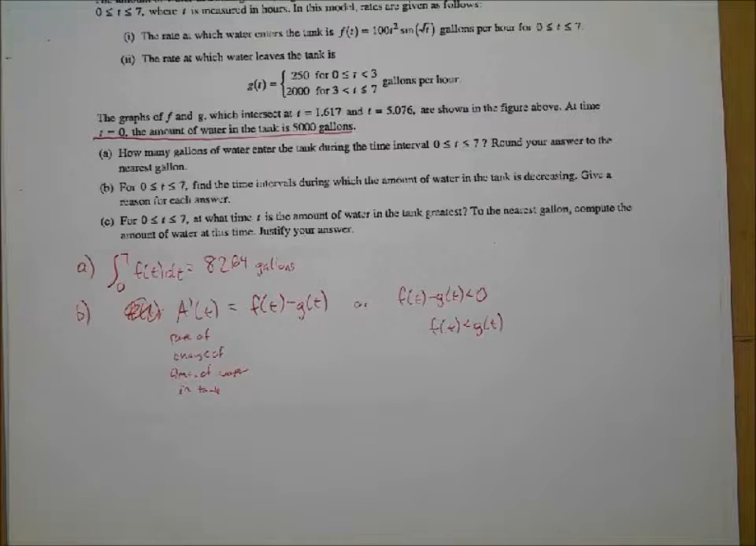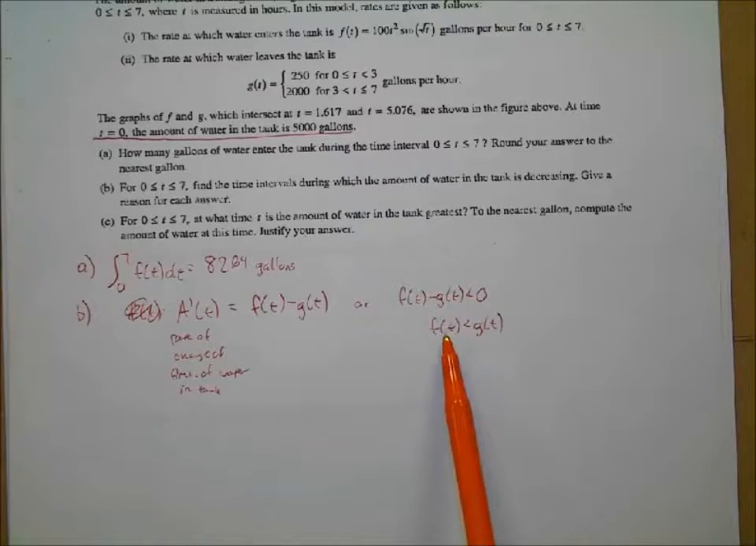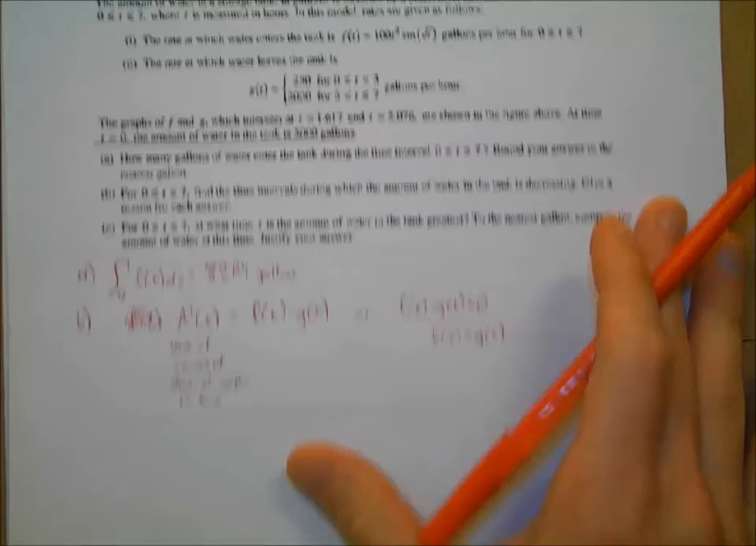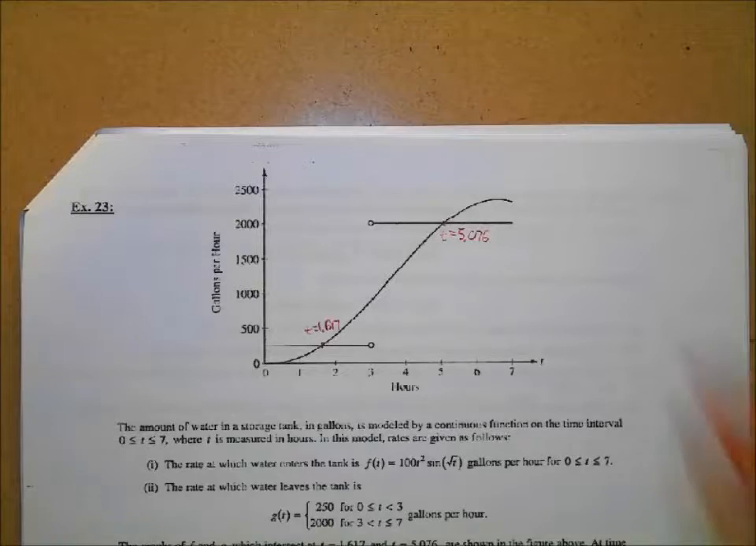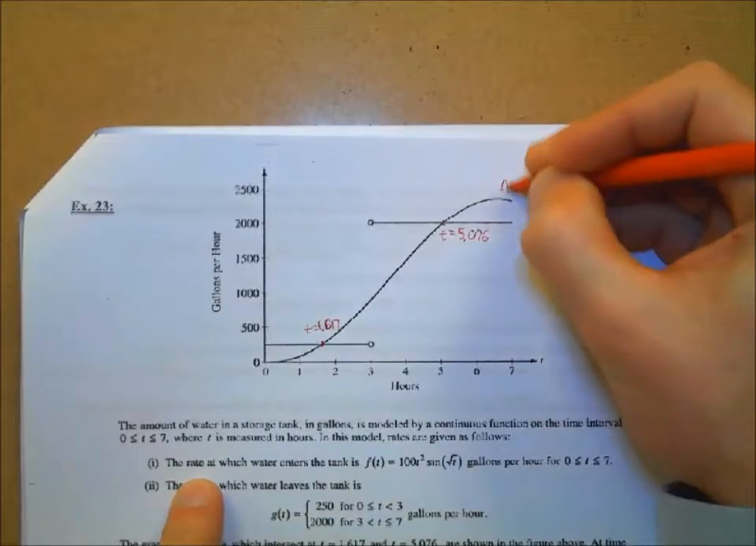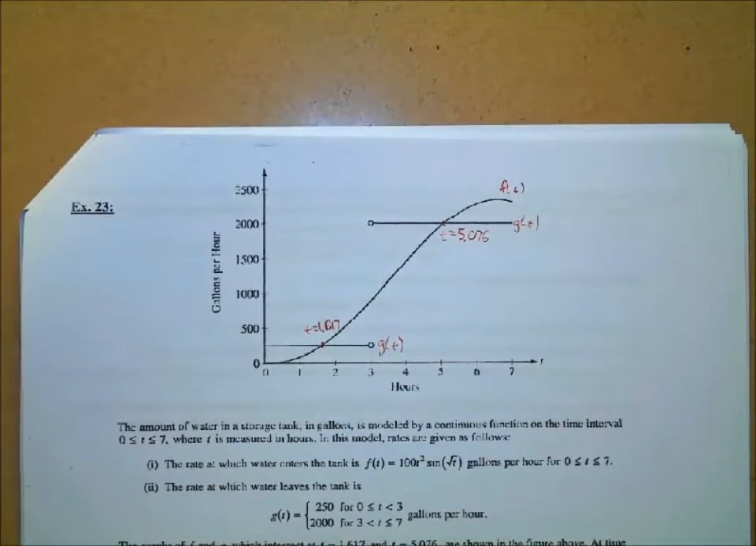Now, how are we going to determine when f of t minus g of t is less than 0? Or how can we see when f of t is less than g of t? What can we look at? We've got a graph right there, don't we? Isn't this f of t right here, and this is g of t. We could graph it on our graphing calculators if we wanted to, but they provide the graph for us. Why not just use this?